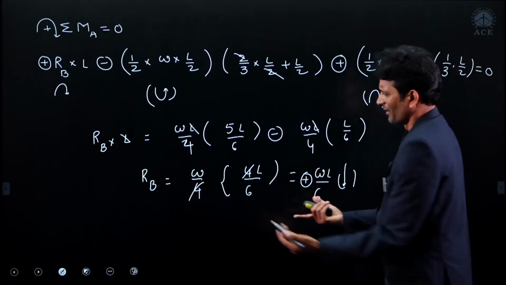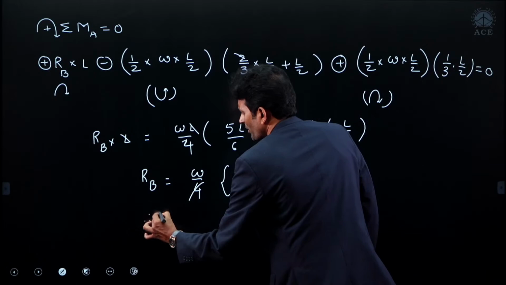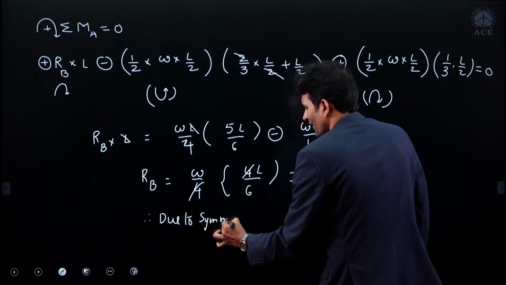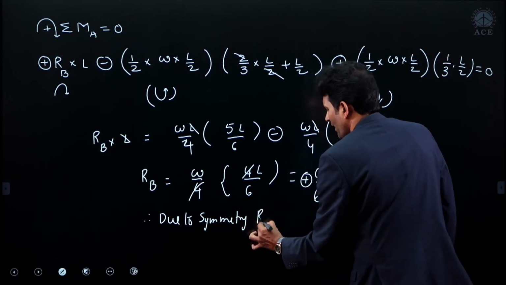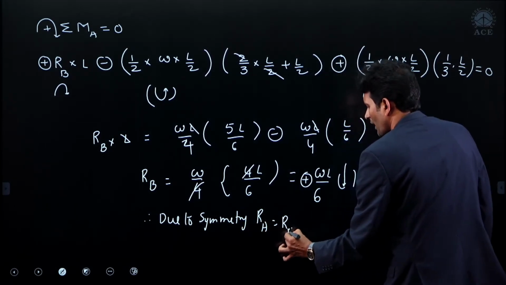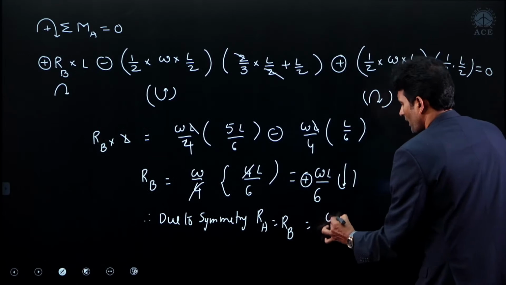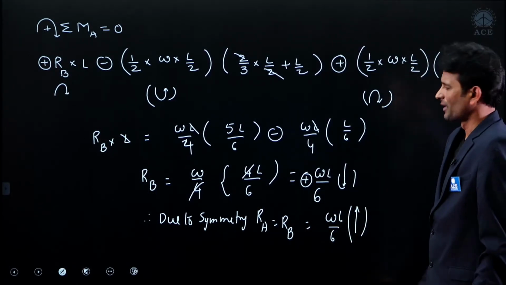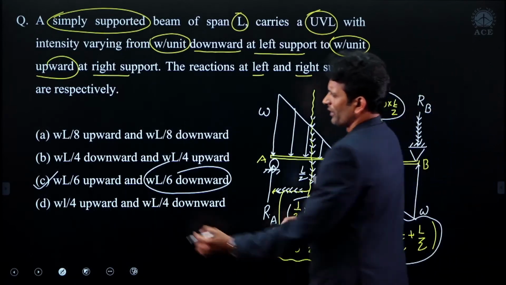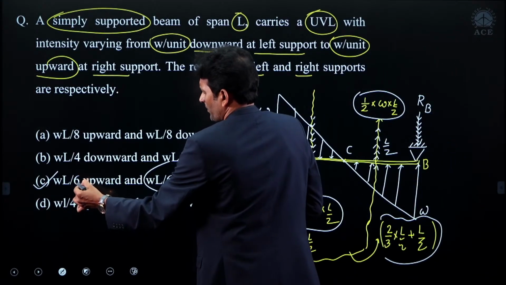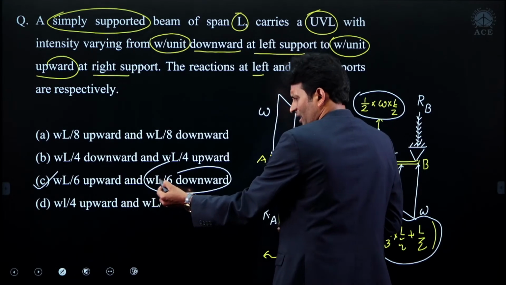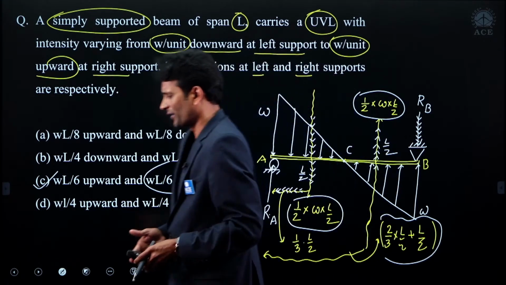So, just I am writing. If you want, you can find out the RA value. Due to symmetry, RA should be equal to RB. I am applying the symmetry principle. Omega L divided by 6. What is the direction? Upward direction. That's it. At left support, we are having a reaction with omega L divided by 6 in upward direction. At right support, we are having a reaction omega L divided by 6 in downward direction.